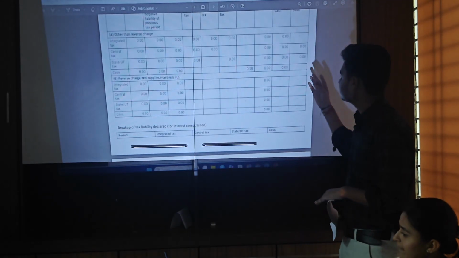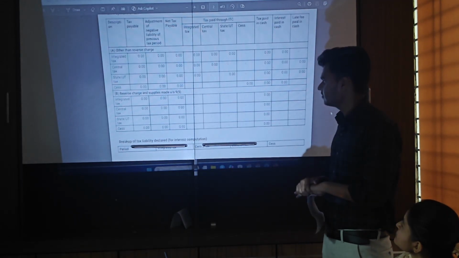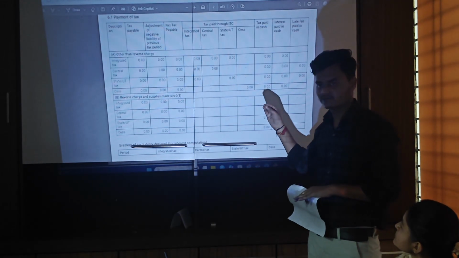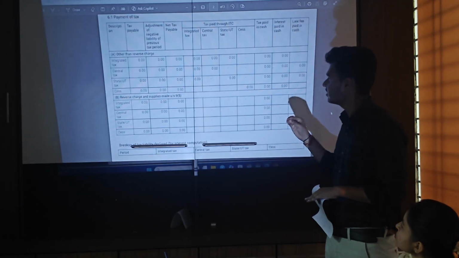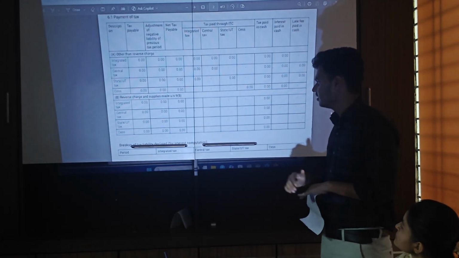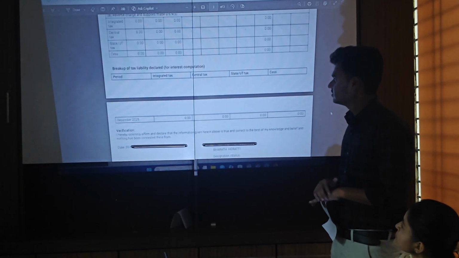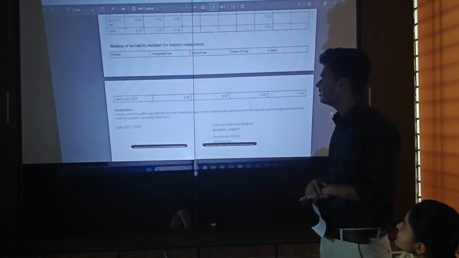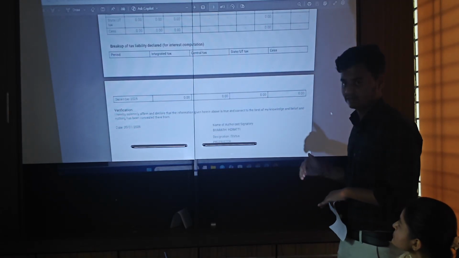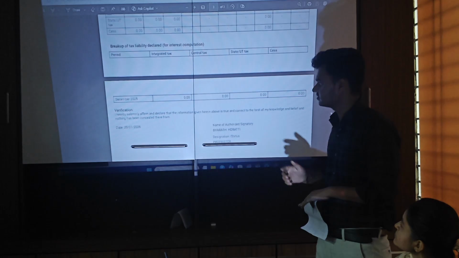Here late fee, interest and reverse charge and supplies made on these are always paid through cash only, and ITC cannot be set off against them. And the last one is the breakup of tax liability declared in current month GSTR 3B for interest computation.